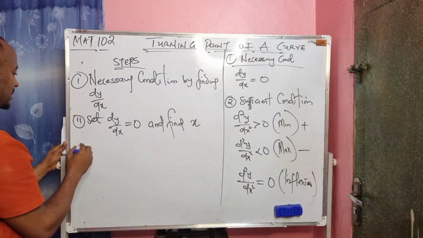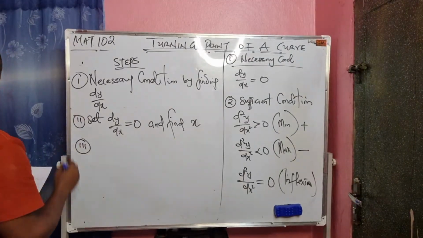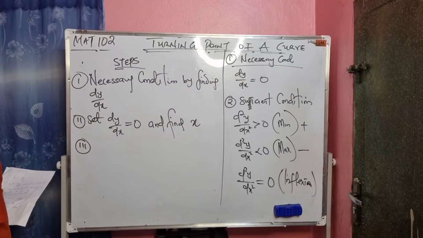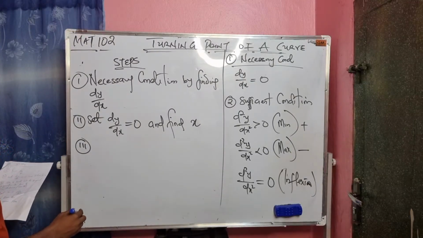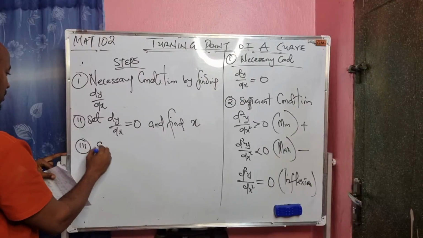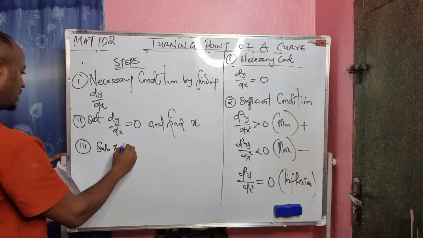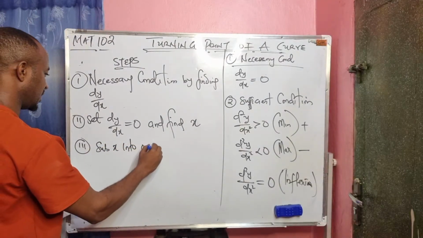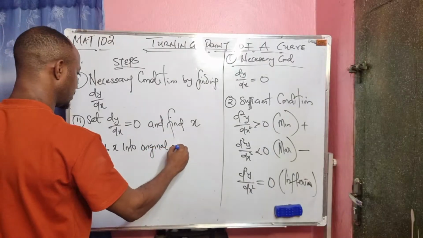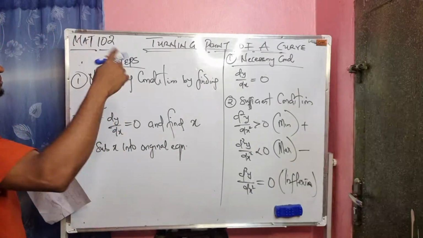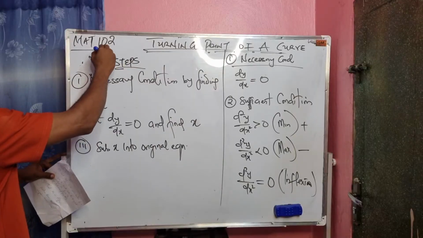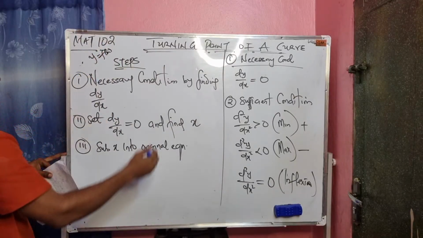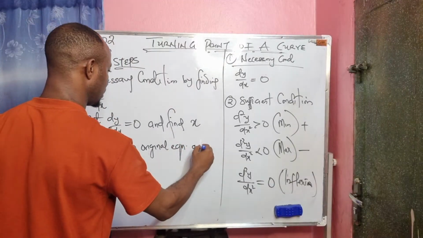Then number three is that we substitute x into the original equation, meaning the main equation y equals f of x given, and find y.